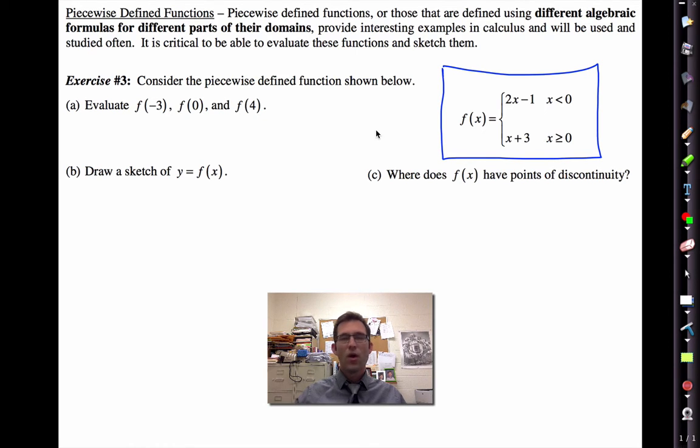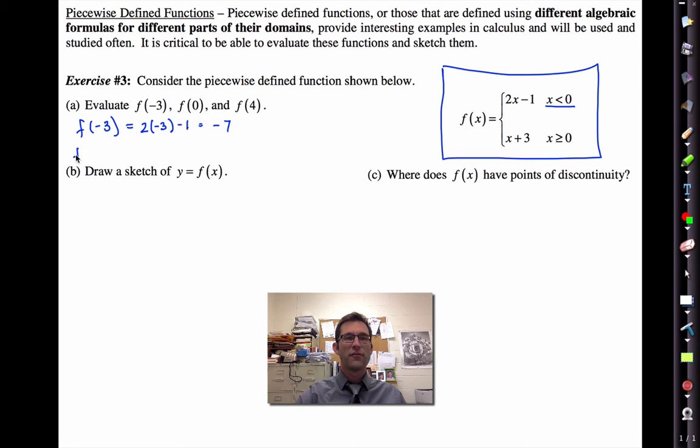All right. Well, to evaluate f of -3, we have to know which formula to use. But the whole point of this is that the function's rule is 2 times x minus 1 if the x value is less than 0. Well, -3 is less than 0. So I apply that formula and I get f of -3 is -7.